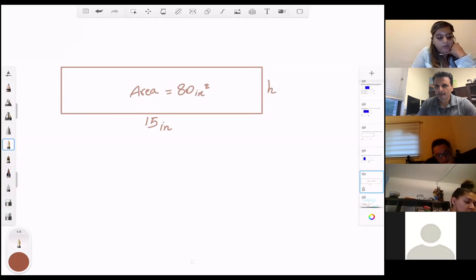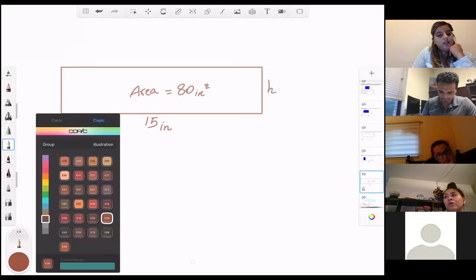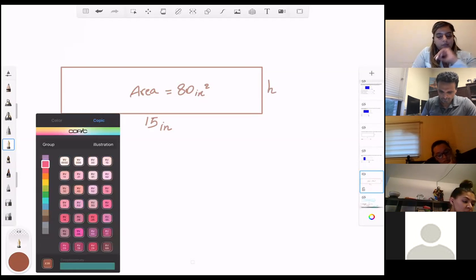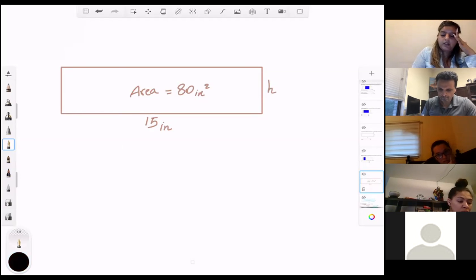Is it 5.3? 5.3. How did you do that? I divided the 80 by 15. Should be divisible, no? Okay, yeah, it's not divisible. Yeah, so what we have is the area.